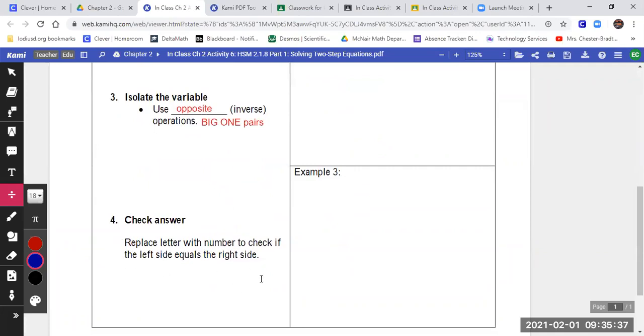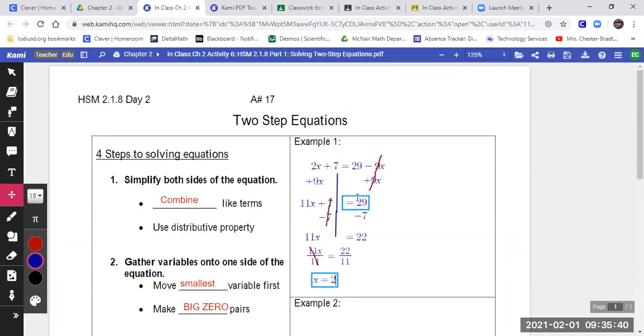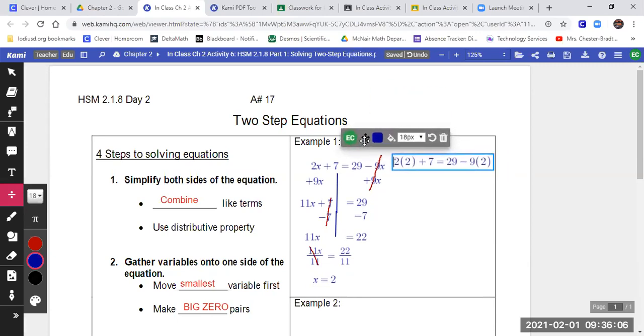check your answer. It's super important with these problems that you check your answer. I know it seemed silly on Thursday checking your answer because they were such easy problems, but these are not easy problems anymore. This is 2(2 + 7) has to equal 29 minus 9 times 2. I have to take that 2 back into the original problem and double check that the math works out and I didn't make a math error along the way when I was solving.